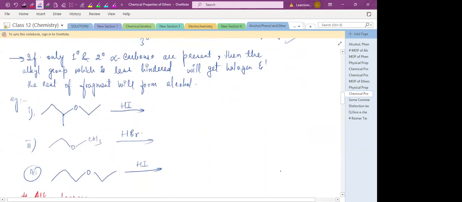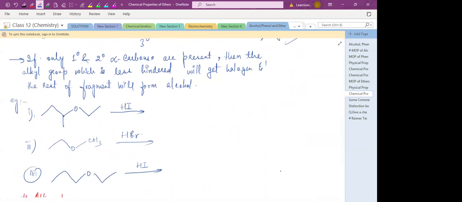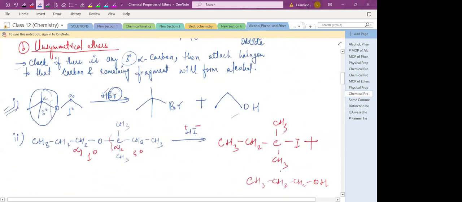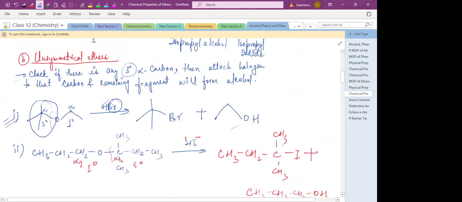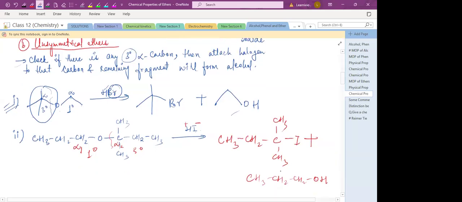Now see, if only primary and secondary alpha carbon are present. Now here the question was, you have to check whether the tertiary carbocation is there or not. If it is there, then you have to attach the halogen to that tertiary alpha carbon, and the remaining fragment will form the alcohol. Now the question is, if the tertiary alpha carbon is absent, what are we supposed to do?